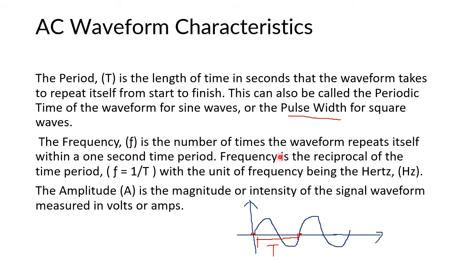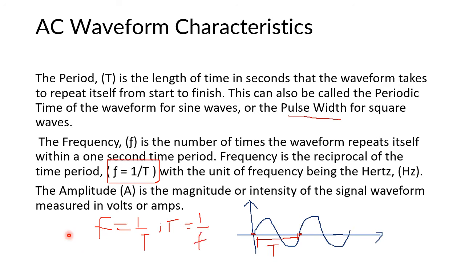The second parameter is the frequency. Frequency is the number of times the waveform repeats itself within a period of 1 second. So how many times it repeats within 1 second is the frequency. There is a common equation: the frequency is the reciprocal value of the periodic time. The frequency f will be equal to the reciprocal value of the periodic time, or another way, the periodic time will be the reciprocal value of the frequency.